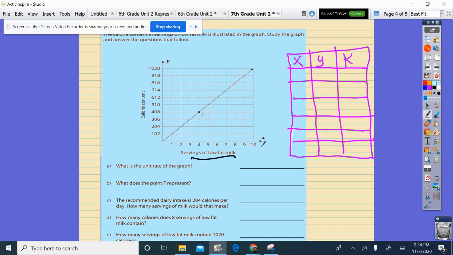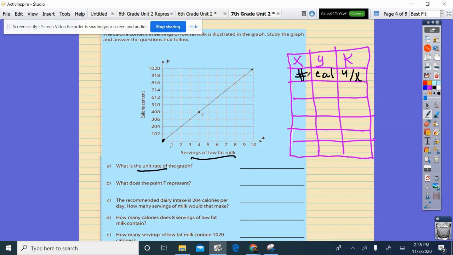Now X is servings, so I'll put the number of servings here again. Hashtag also stands for number. And then calorie count is here, so I'm going to put calories here. And this is going to be Y divided by X, because we want to see if there's a constant. Again, it starts at the origin. It's a straight line. Could very well be. So now we want to find out the unit rate, or the constant.